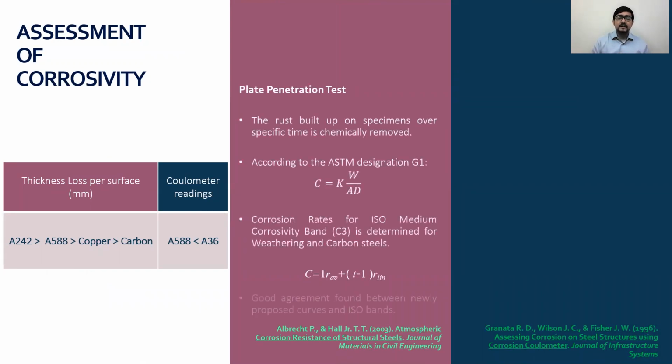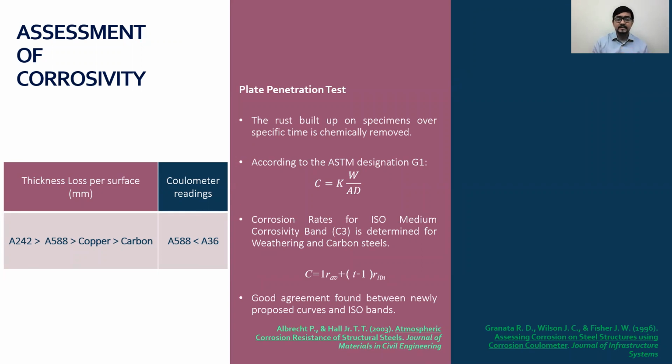Now, after specific exposure periods, plate specimens are removed from test racks in the plate penetration test. Rust on steel plates is removed by putting them into 75 degrees Celsius, 10% sulfuric acid solution. Mass loss due to corrosion is converted into average penetration per surface using the given equation.